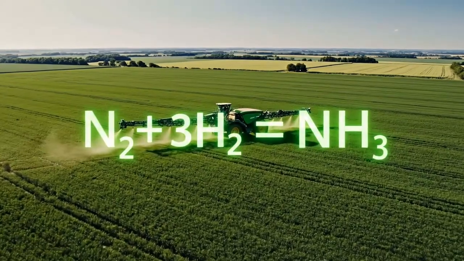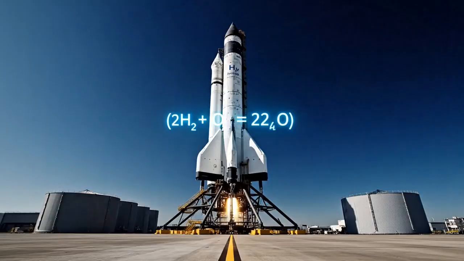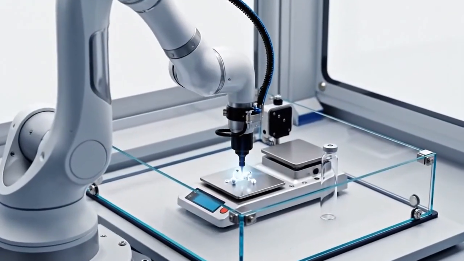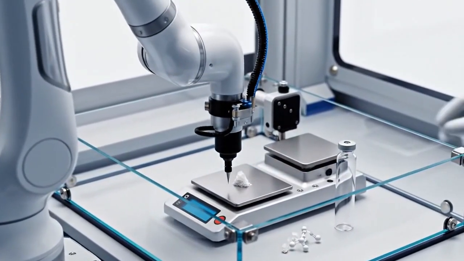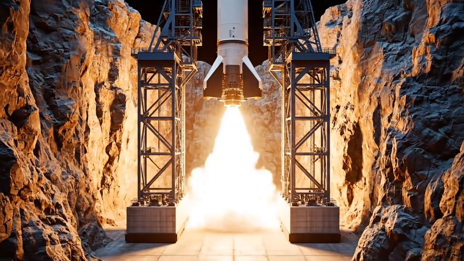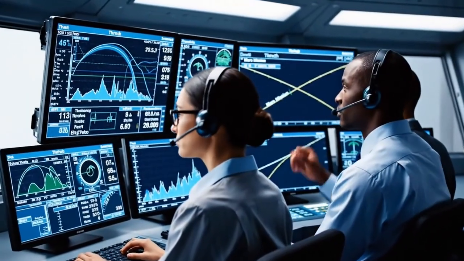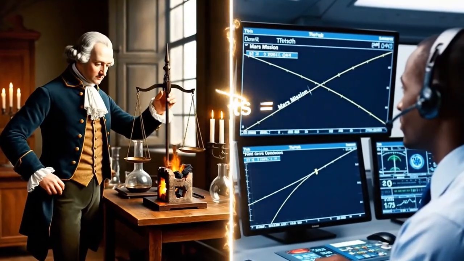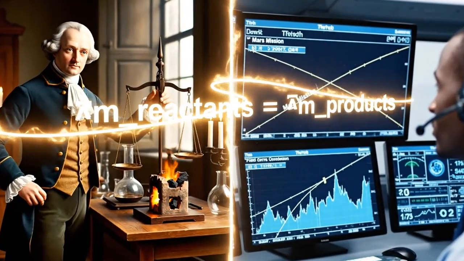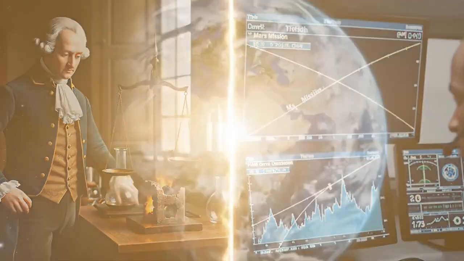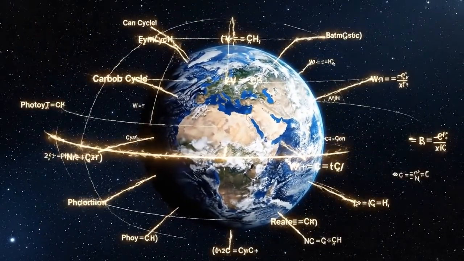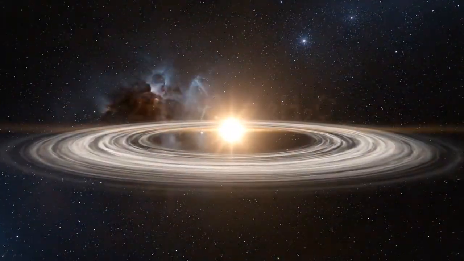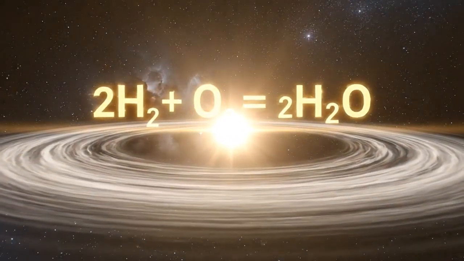It is the indispensable tool of modern industry. From the lab bench to the pharmacy shelf. To launching missions to Mars. It all returns to the conservation of mass. The unbreakable law. The universal code. This is stoichiometry, the architect of reality.